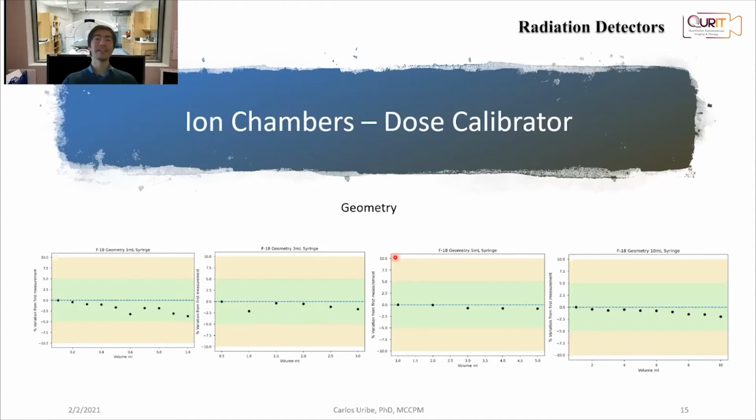Now, if you see differences, it doesn't mean that your dose calibrator is bad. It just means that you need to create another correction factor for the different types of geometries that you use, so that you know, if I use this geometry, the reading doesn't correspond exactly to what I'm supposed to be having. I need to multiply my reading by another correction to finally get my true value.